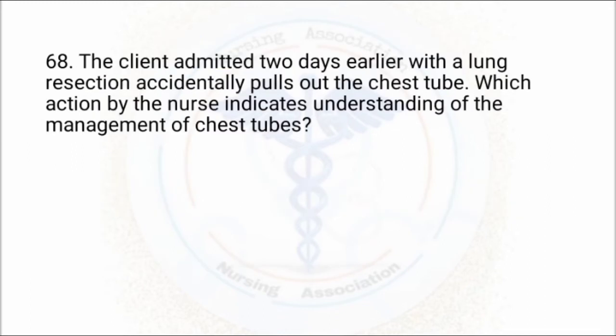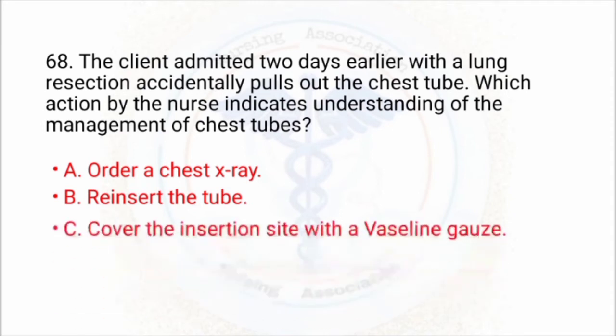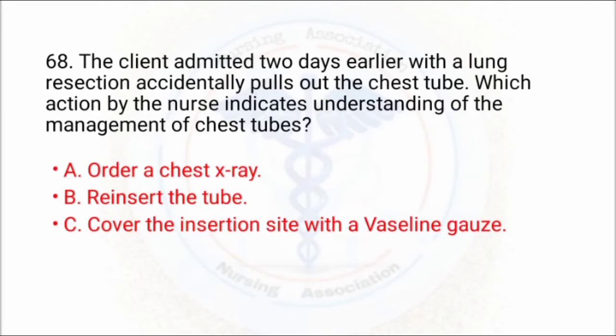Further moving to the 68th question, the client admitted 2 days earlier with a lung resection accidentally pulls out the chest tube. Which action by the nurse indicates understanding of the management of a chest tube? So let's see the options. Option A, order a chest x-ray. Option B, reinsert the tube. Option C, cover the insertion site with a Vaseline gauze. Option D, call the doctor.